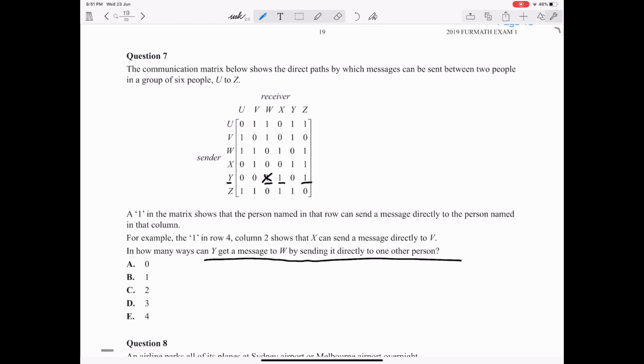So if we look at X over here, X cannot send a message to W because there is a 0 in that column. So therefore, X cannot communicate to W. Y can communicate to Z. So let's see if Z can communicate with W. Z to W, there's also 0 there. So therefore, Z cannot communicate with W. So how many ways can Y get a message to W by sending it to another person? Basically, Y cannot send a message to W by sending it to any other person. So therefore, 0.